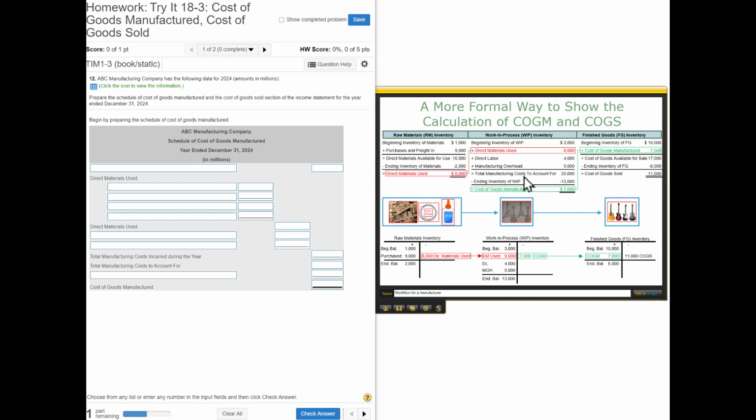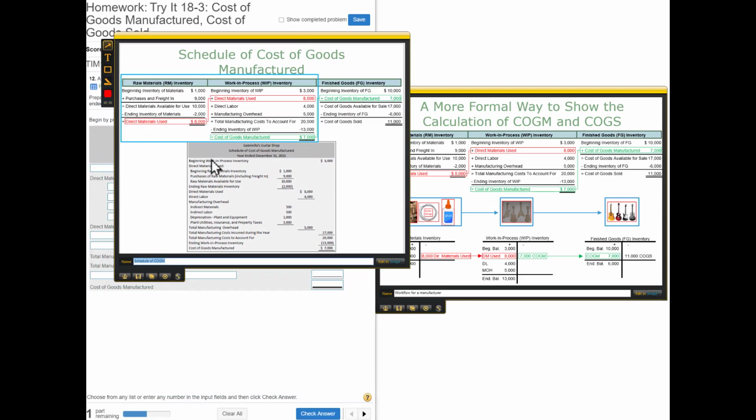In this problem, we're first going to calculate the cost of goods manufactured, which is what this is. It's a schedule of cost of goods manufactured. Then once we get that, we will take that number and use it to finish the cost of goods sold. This schedule of cost of goods manufactured is just taking this information here and putting it in a more formal format. That schedule could be as detailed as this, but the one that we're going to be working on here will not break out the manufacturing overhead in such detail.